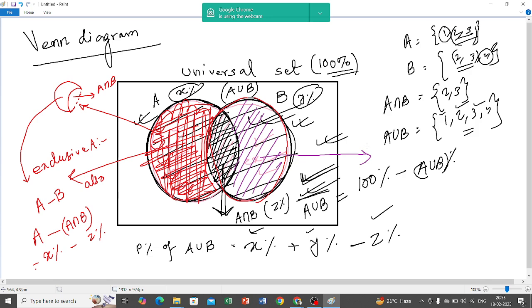Similarly, tell me what will be this part, this violet part? Who can tell? B minus A intersection B. B minus A intersection B, that's correct.